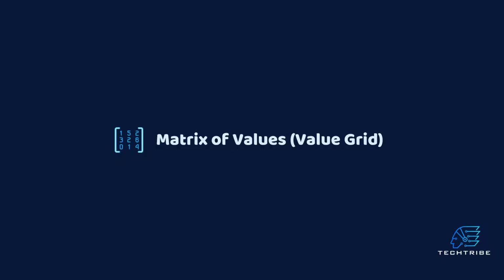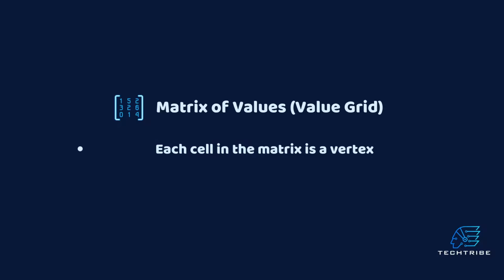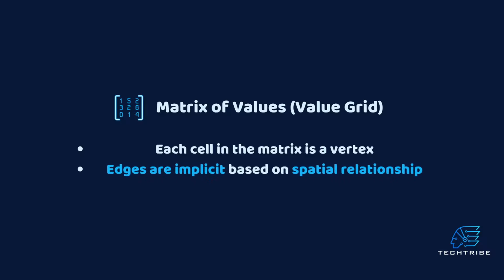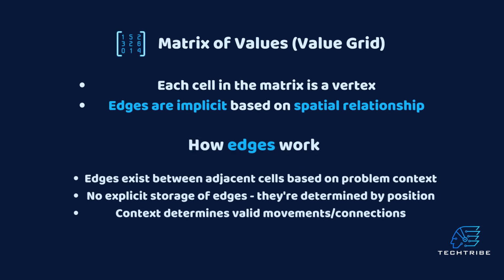Let's now understand the matrix of values, or value grid. This approach looks like an adjacency matrix. However, each cell in the matrix is a vertex, which means it contains actual data, and edges are implicit based on spatial relationship. So how does that work? Edges exist between adjacent cells based on problem context. There is no explicit storage of edges; they are determined by their position, and the context determines valid movements or connections.